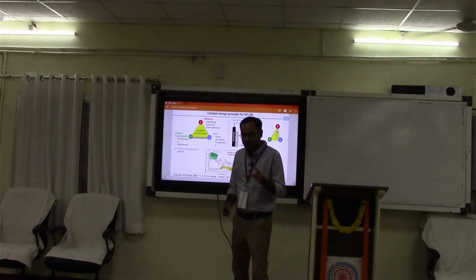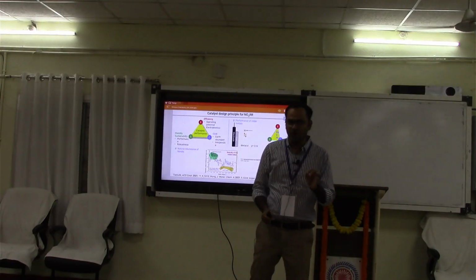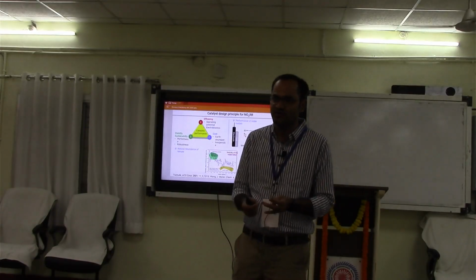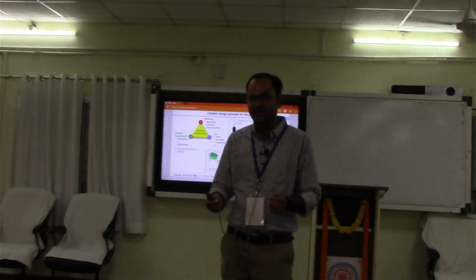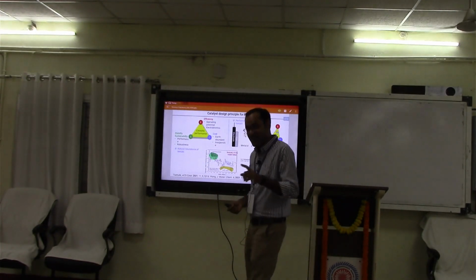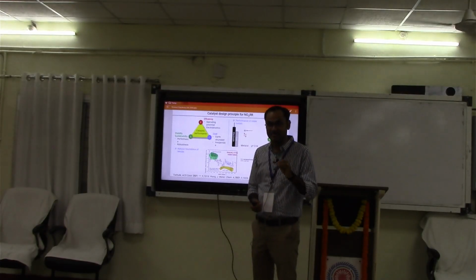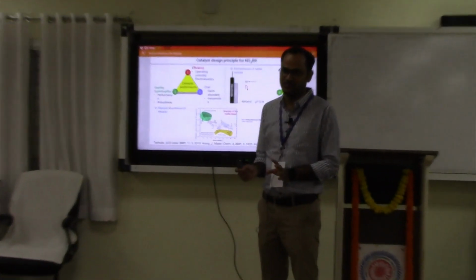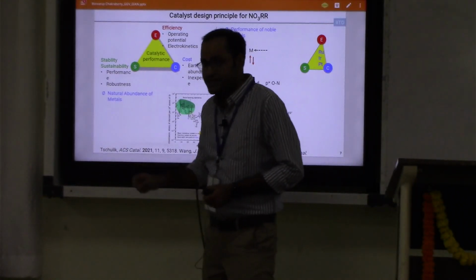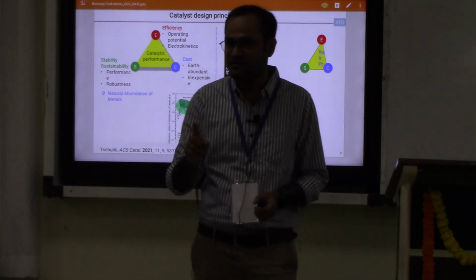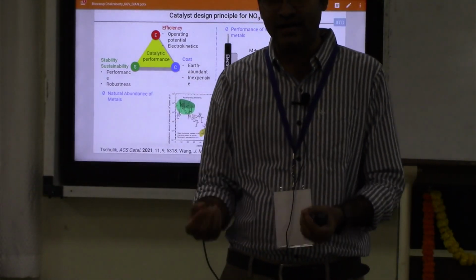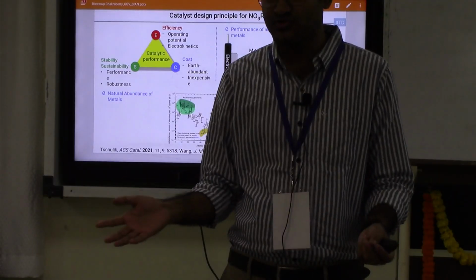Now the second is the economic part, that means the cost part. If you make a catalyst out of platinum or gold, then I must say that you are a very rich chemist. So you need an earth abundant metal, and the catalyst must be made of inexpensive sources or inexpensive elements. Now the last part is the sustainability or stability. That means if you have made a catalyst that just lasts for one day, and after one day your catalyst gets degraded, it is of no use in industry.